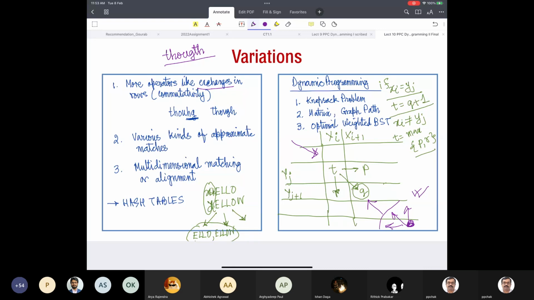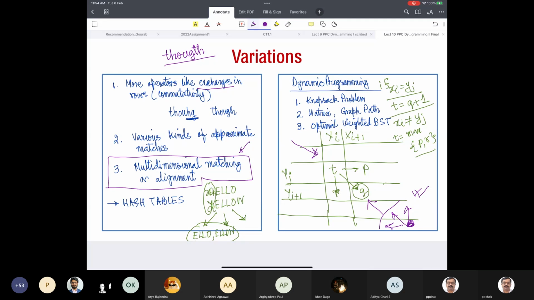Are you clear that if I want to find the longest common subsequence of three strings, if I take them pairwise, I may not get it? If you take it pairwise, you'll get different common subsequences, and you won't get the longest possible one. Right. So this multi-dimensional matching or alignment is another problem.